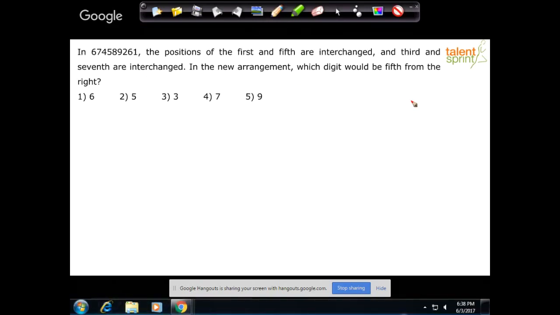This is one of those super simple questions. Okay, let's read it. They have given us, notice boys and girls, 1, 2, 3, 4, 5, 6, 7, 8, 9, a 9-digit number. Now, what do we have to do? The positions of the first and the fifth are interchanged. Third and the seventh are interchanged. In the new arrangement, which digit would be fifth from the right?